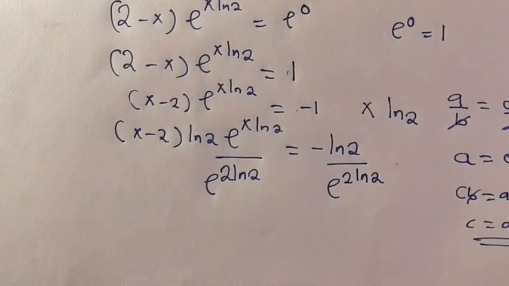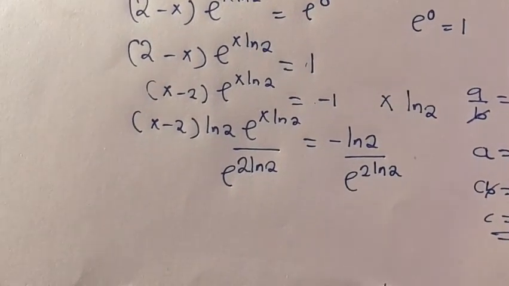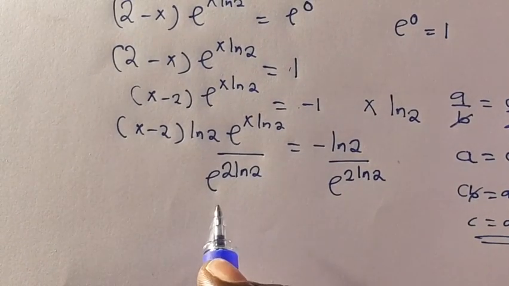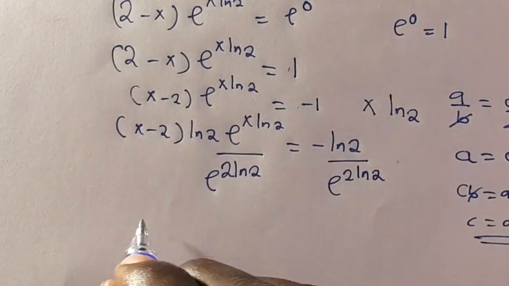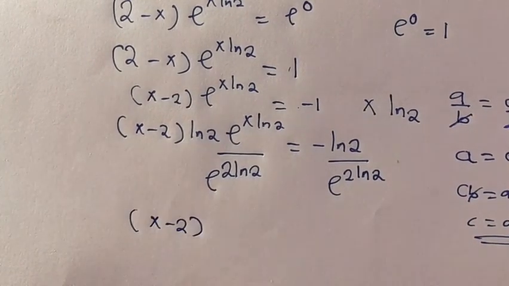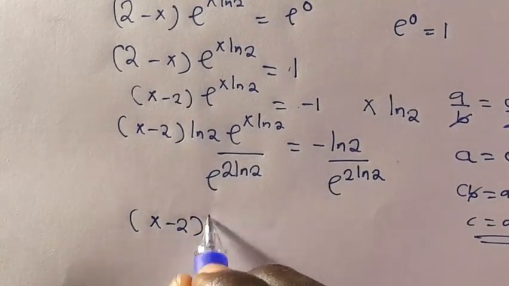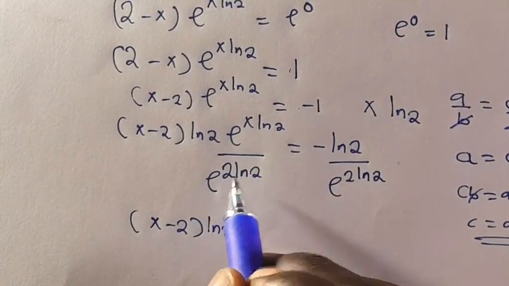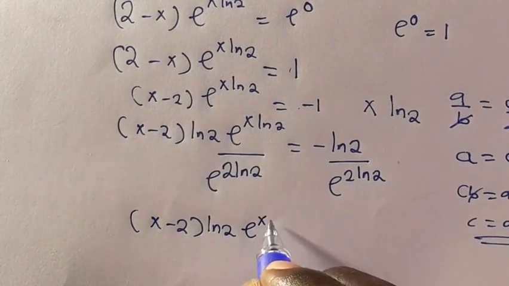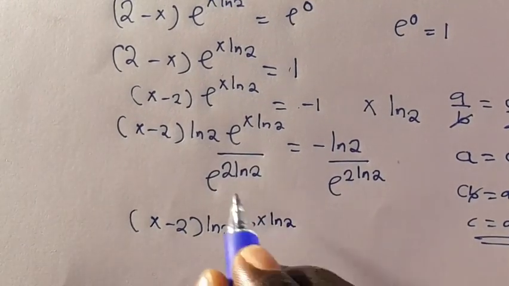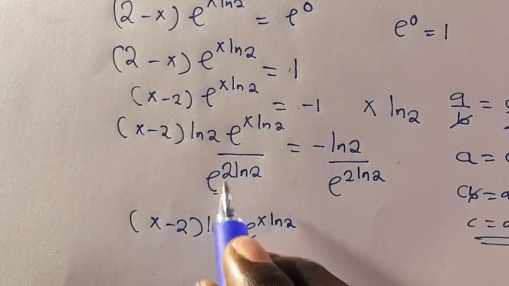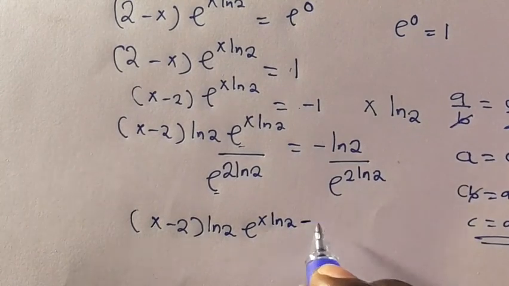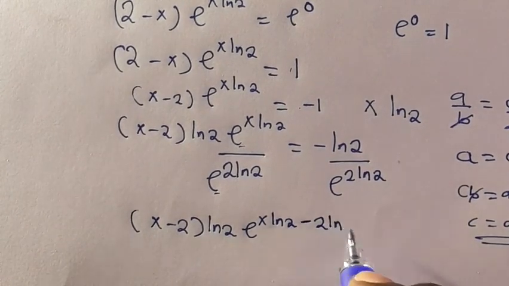Now let us see what will happen if that will be the case. From here we can have x minus 2, then ln 2. Take a look at this: we have e raised to power x ln 2. Now, applying the law of indices, they have the same base, so we can subtract their powers, having this to be e raised to the power minus 2 ln 2.